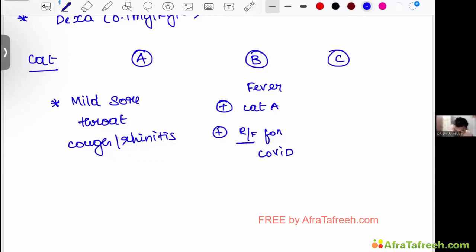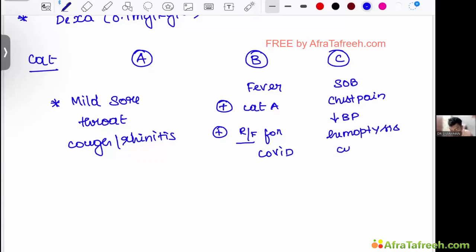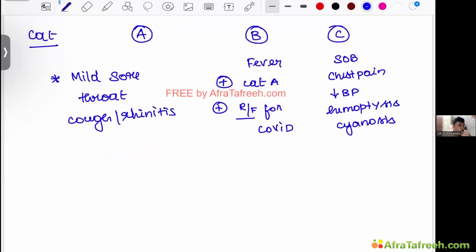And cat C: whenever a patient has shortness of breath, chest pain, decreased BP, hemoptysis, or cyanosis, they are going to be considered cat C patients.